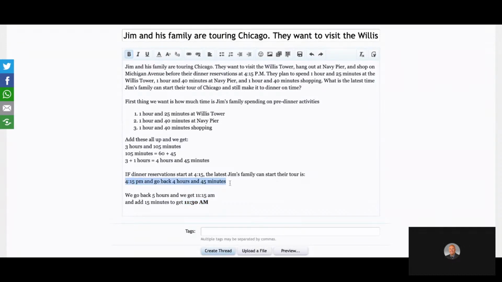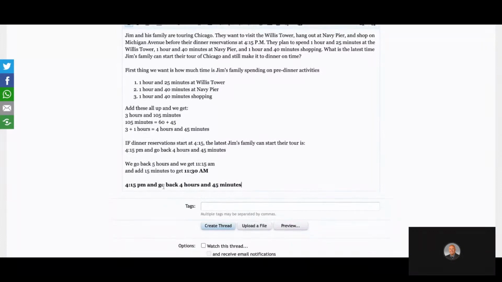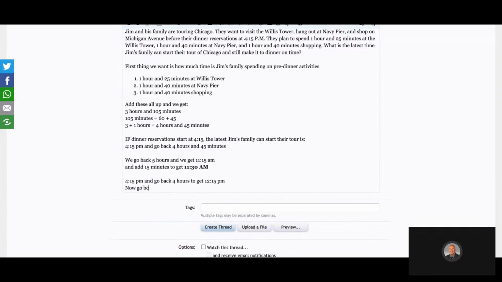Now, if you don't like the 5 hours and then add more, we could just do exact time. We could say this 4:15 p.m. and go back 4 hours. All right, so we'll go back 4 hours to get 12:15 p.m. Now go back another 45 minutes and we get 15 minutes is 12 and another 30 minutes gets us to 11:30, which is 45 total minutes a.m.